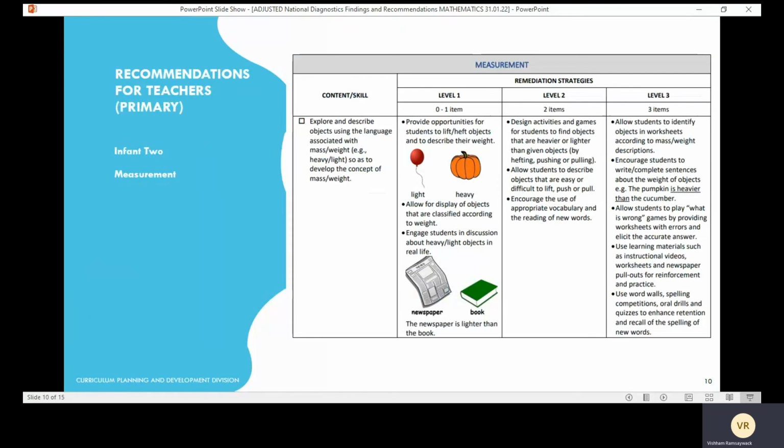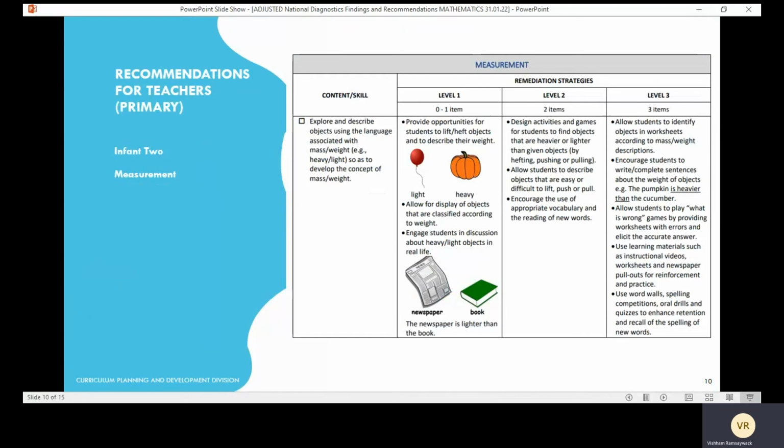Most of these strategies would deal with the concrete and having students lift objects to describe their weight or display objects according to their weight. Language development is encouraged through discussion about heavy and light objects that could be found in real life. At the level 2, students could go further to design activities and games to find objects that are heavier or lighter than given objects. Again, the encouragement of the use of the appropriate vocabulary is done here.